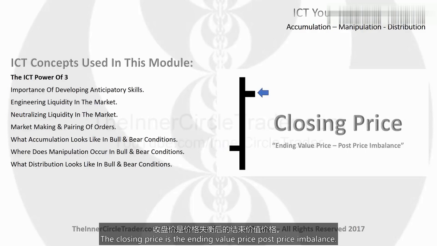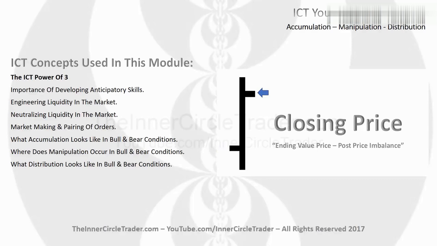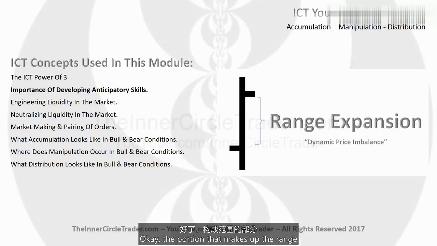The closing price is the ending value price post-price imbalance. The portion that makes up the range between the open and close is referred to as range expansion, and this is a dynamic price imbalance.